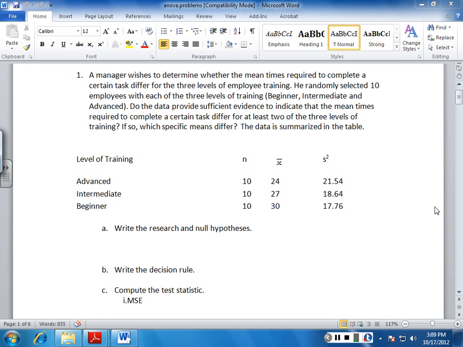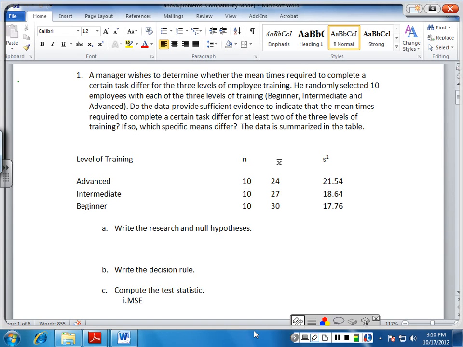Okay, so this is an ANOVA problem, A-N-O-V-A, which stands for analysis of variance. And we do, in fact, have in the problem variances, in this case, 3 variances. If we had more than 3 groups, we would have more.